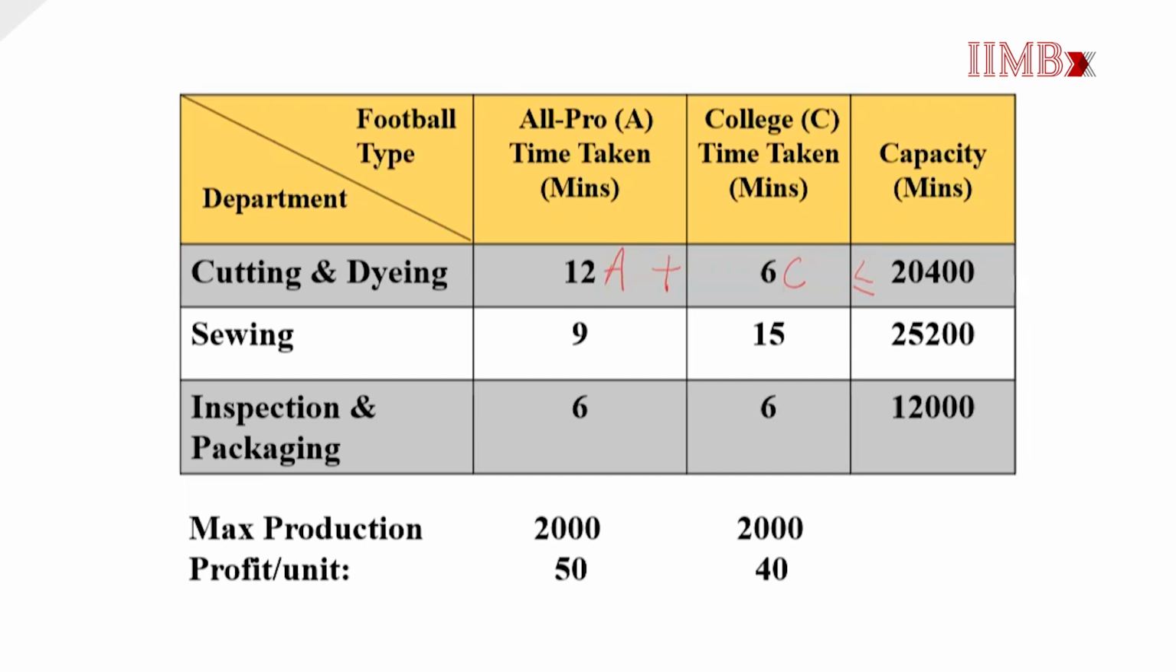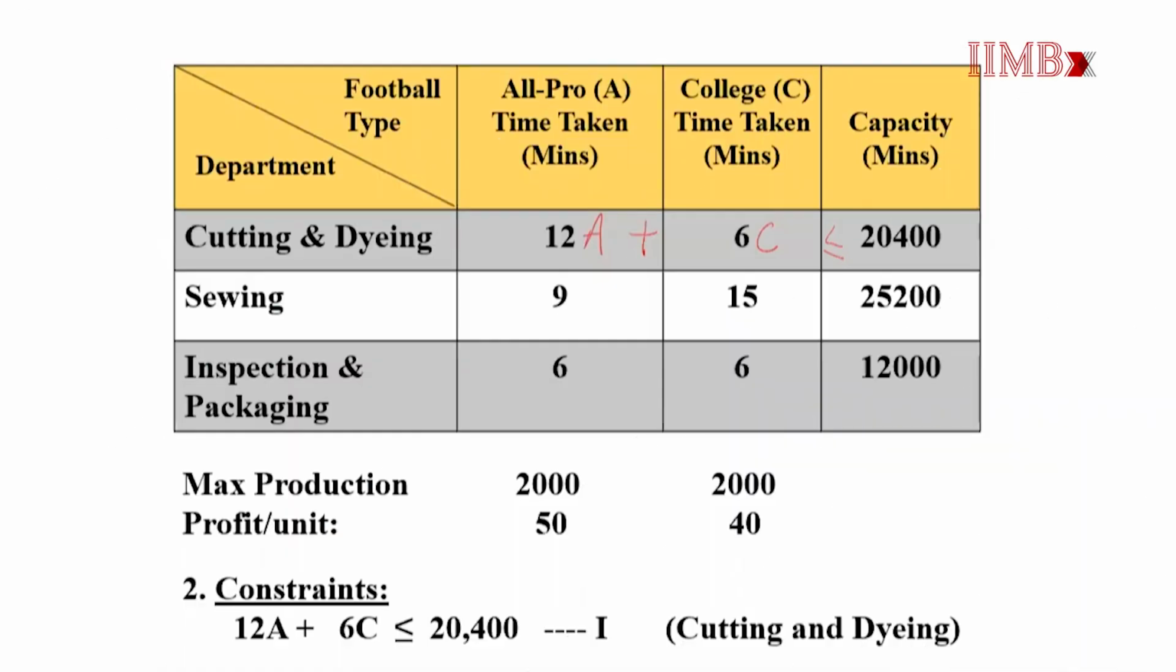Now, similarly, in the sewing department, since All-Pro footballs take 9 minutes and we are making A of them, the total time required will be 9A for the All-Pro footballs. And for the college football, since each one of them takes 15 minutes and we are making C of them, we will require 15C minutes. The total will then be 9A plus 15C, which has to be less than or equal to 25,200.